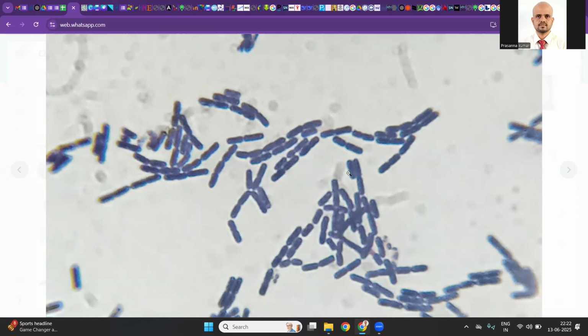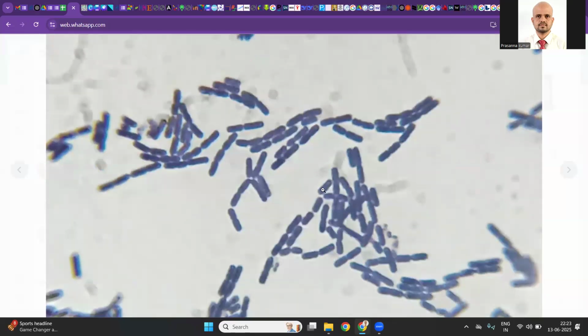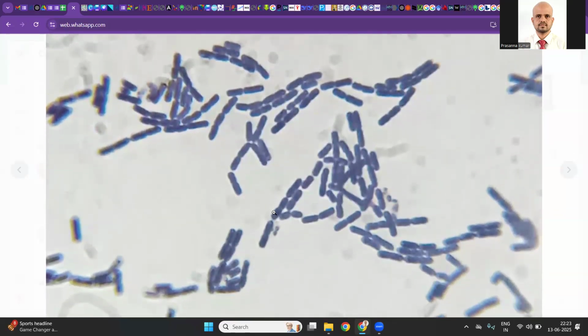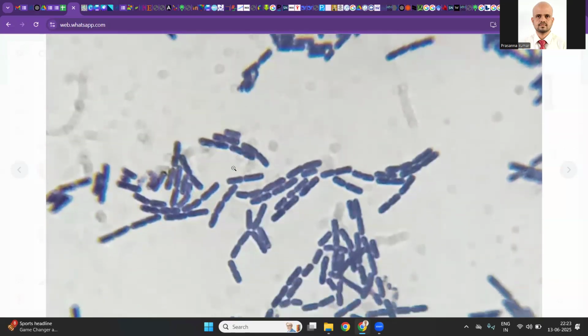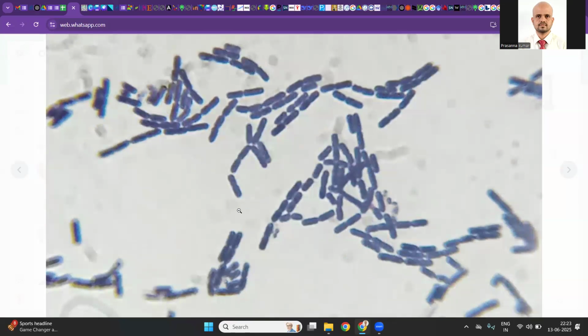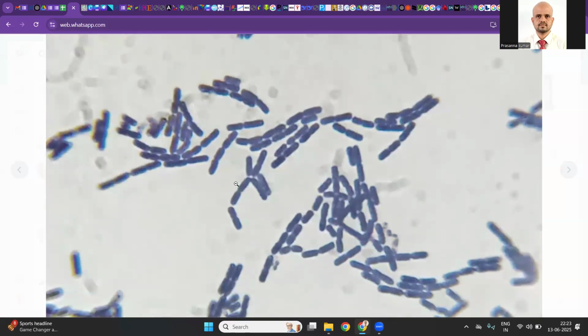So they are easily seen, excellent contrast is there. The gram-positive rods are vividly stained, showing strong purple coloration while the background remains clean and unstained. This is why it has enhanced visibility. And see the crisp focus. The image is sharply focused at the high magnification, showing very clear cellular boundaries.